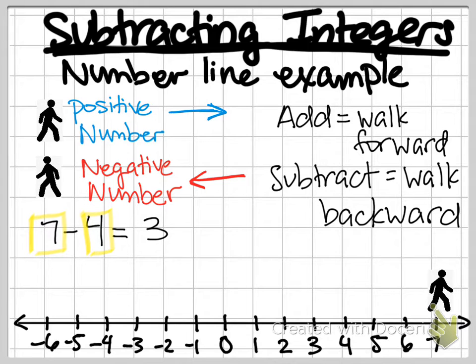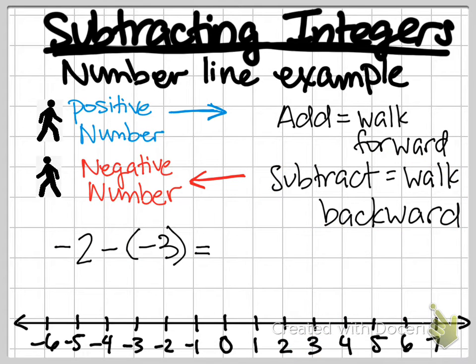Now, because we are subtracting, this person needs to walk backward. And they are going to walk backward 4 spaces. So here we go. We're starting at 7, walking backward 4 spaces, which leads us to 3. And we can see that is the answer we thought we would get.